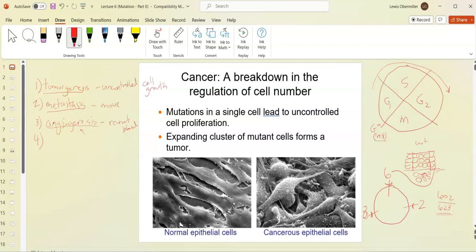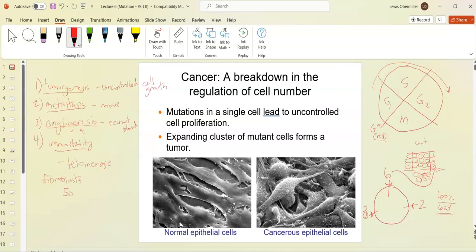And then the last thing is immortality. So cancer cells are immortal. This has to do with telomerase that we talked about previously. Right, I have cells from children that I took skin cell samples from. So we call this fibroblast.